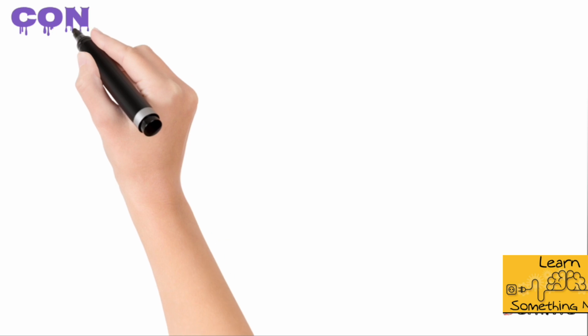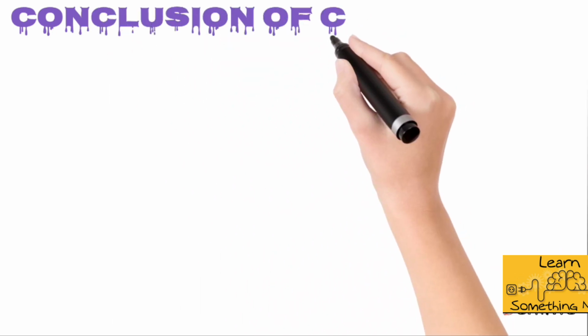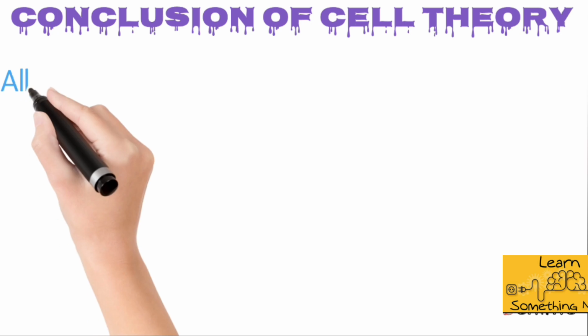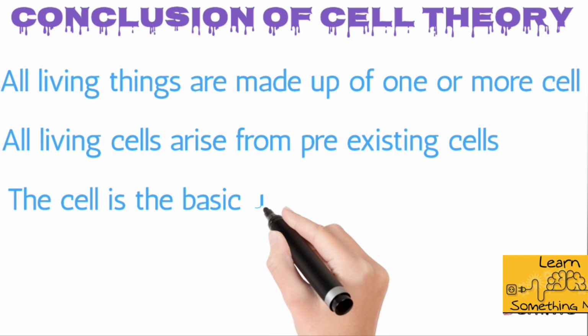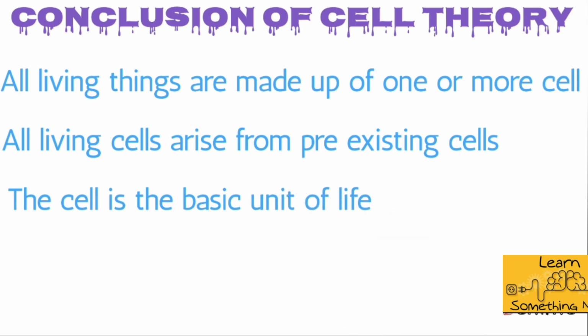So now let's see what the properties of cells concluded in the cell theory are. The first property is that all living organisms, that is either plant or animal, are made up of one or more than one cell. The organism that is made up of only one cell is known as unicellular and the organism that is made up of more than one cell is known as multicellular. The next property of cells is that they arise from pre-existing cells. The cell is termed as the basic unit of life as every living organism is made up of cells. This was the last property that was concluded in the cell theory.